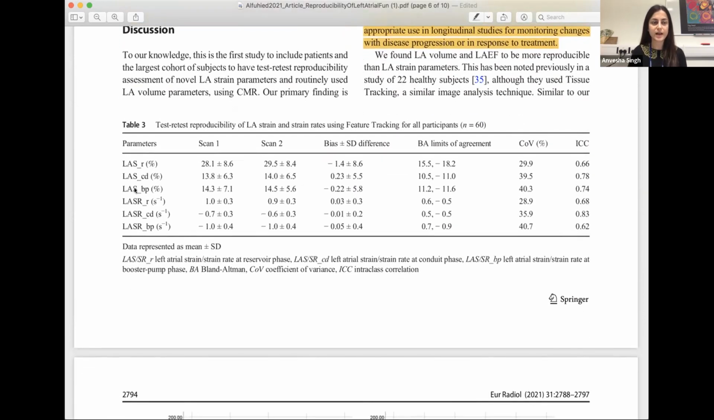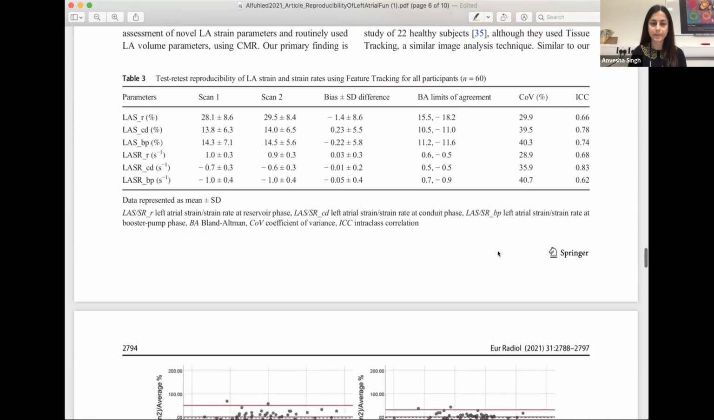In comparison, the same values for the strain and strain rate parameters. And again, here on the left, the top 3 are the LA strain at the different phases, and then the strain rate at the different phases. And again, if we look at the coefficient of variance, we can see these are higher, and the ICCs are lower compared to LA volumetric parameters, suggesting that the reproducibility was not as good for the strain parameters.